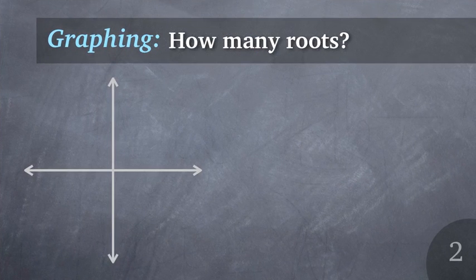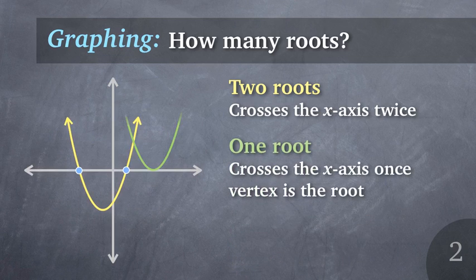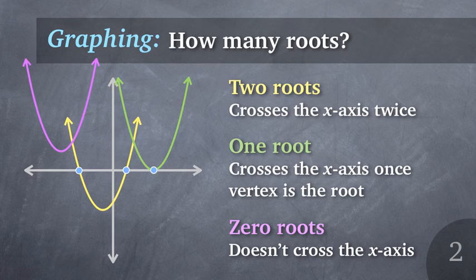So let's talk about the roots, because a lot of what we're doing is all about those roots. There's basically 3 different things that can happen. We can have a parabola that crosses over the x-axis twice, and that gives us 2 roots. We can also have just one root, when it crosses the x-axis only once. That means our vertex would also be our root. And sometimes it can have 0 roots if it just never crosses the x-axis.